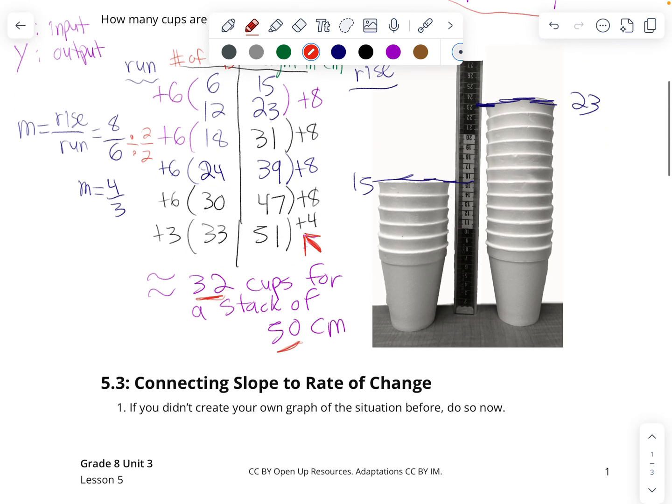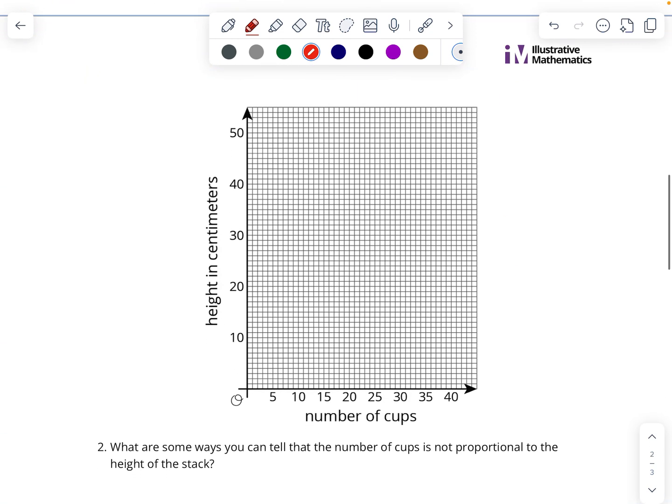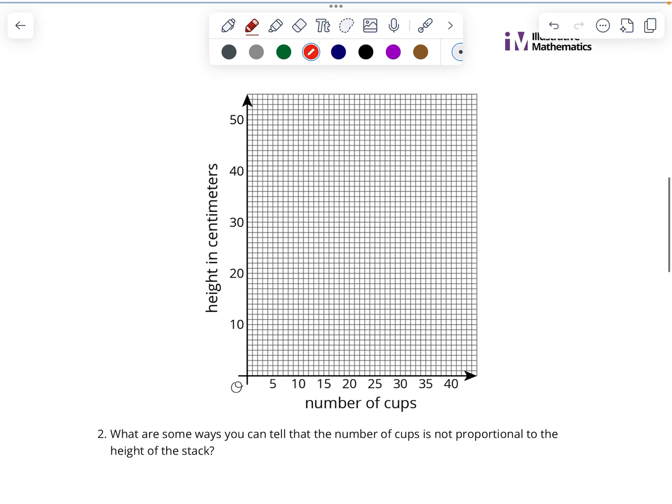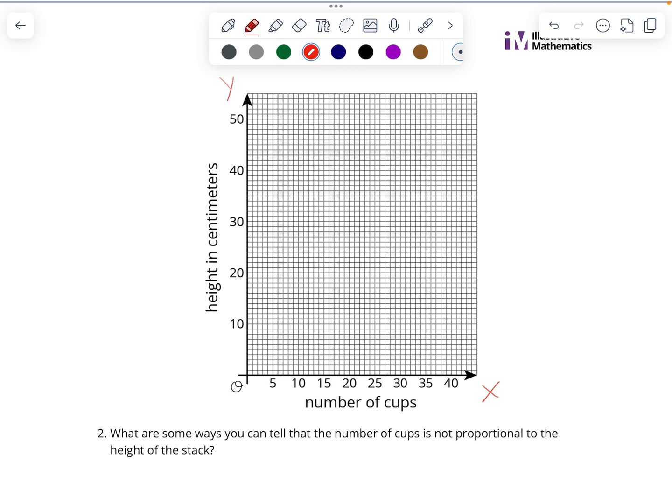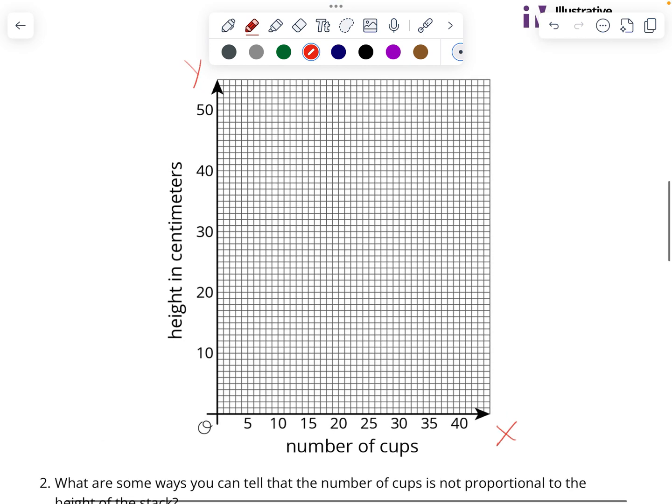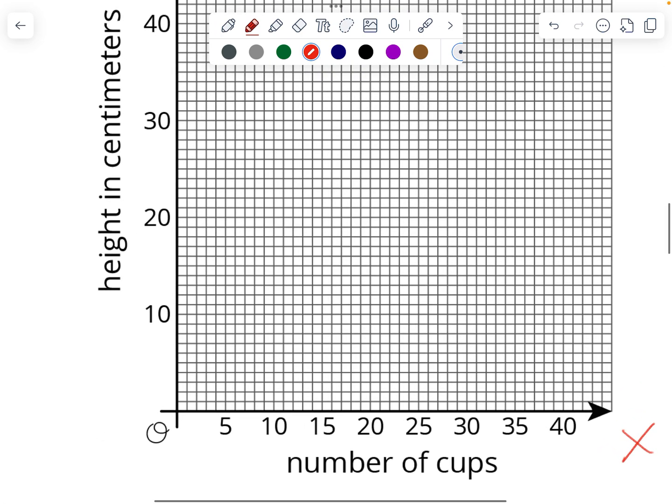We know 6:15. We know 12:23. So I'm going to plot those couple of points. Number of cups is our x. Height in centimeters is our y. If I zoom in here, I know some of you are going to have a hard time seeing on your paper. 6:15. So let me mark every 5 for you. This is 0. This is 5. This is 10. This is 15. This is 20. This is 25. This is 30. This is 35. This is 40.